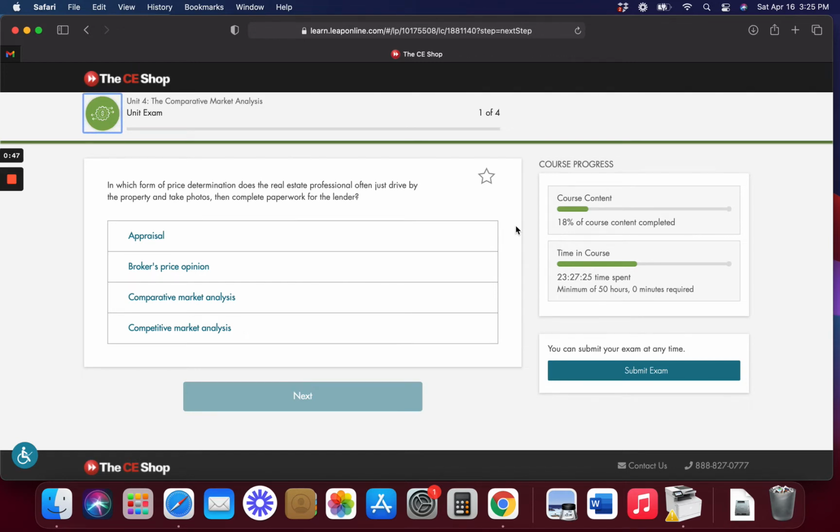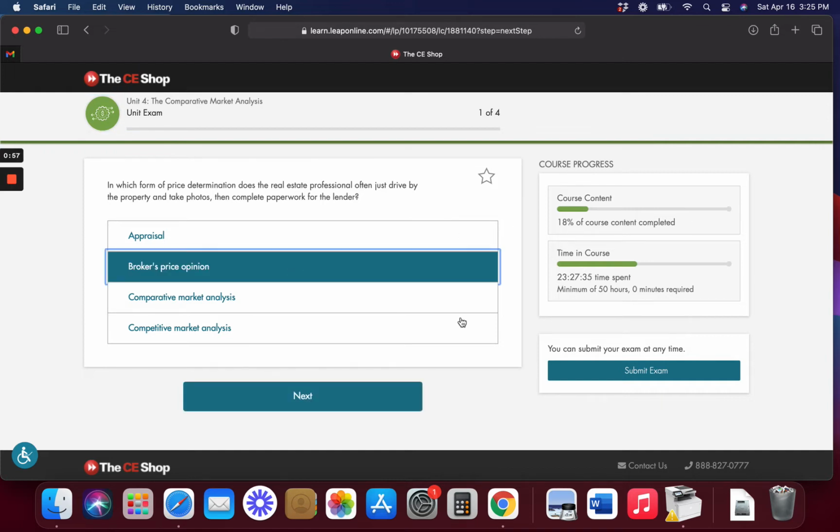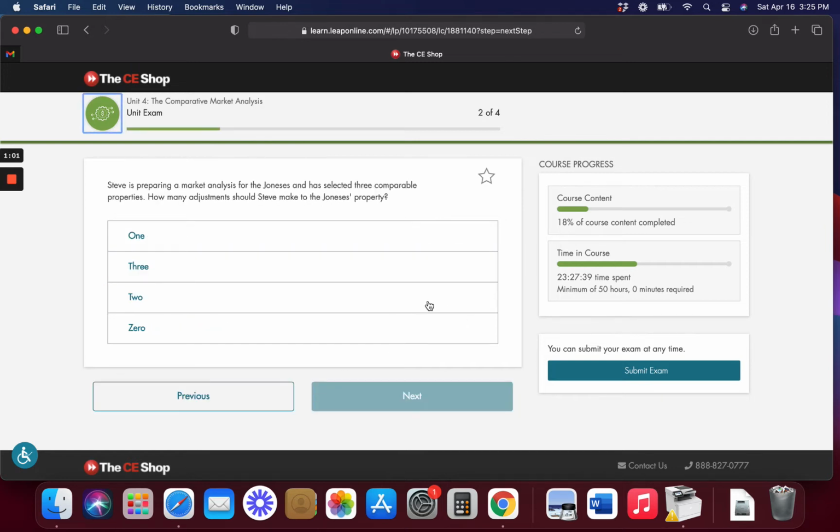All right, in which form of price determination does the realtor often just drive by and take photos that complete paperwork for the lender? This is the broker's price opinion. Steve is preparing a market analysis for the Joneses and selected three comparable properties. How many adjustments should Steve make to the Joneses property?